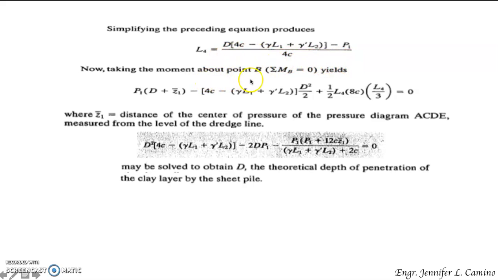And if you take the summation of moments about point B, you make use of the area of the pressure diagram multiplied by the moment arm distance to point B, and you have now this equation. And of course, Z bar is the distance of the center of pressure of the pressure diagram ACDE measured from the level of the dredge line. So we can have this equation so that we can compute for D, which is the depth of embedment or the depth of penetration of the sheet pile into the clay type soil. So this is your theoretical depth of penetration of the sheet pile.